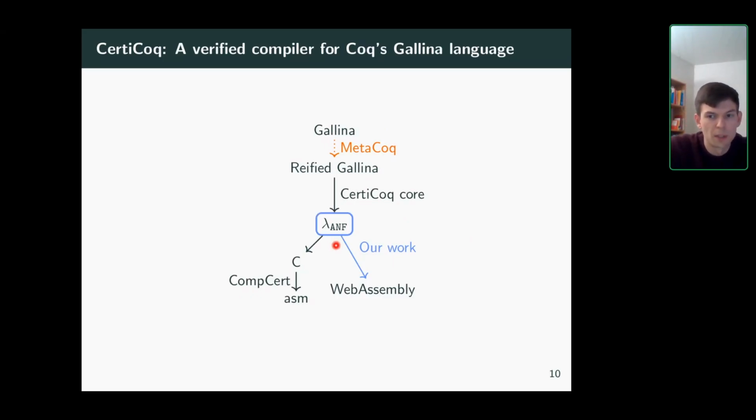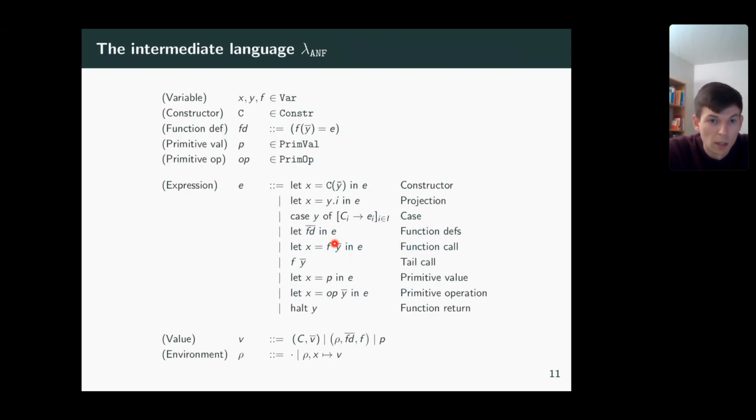So what does lambda look like? Lambda is an untyped lambda calculus in a normal form. I will start with the values. In lambda there are three kinds of values: constructor values, function values, and primitive values. In our case, primitive values means 63-bit primitive integer values.